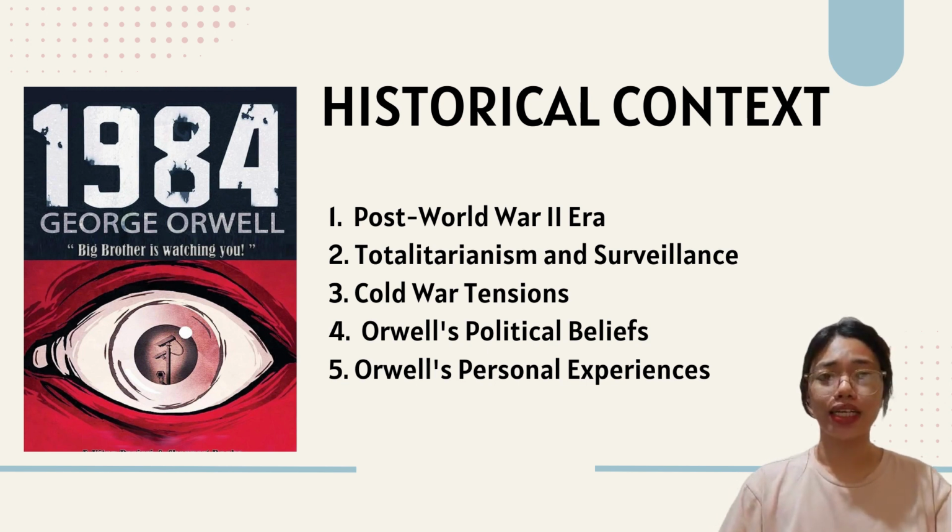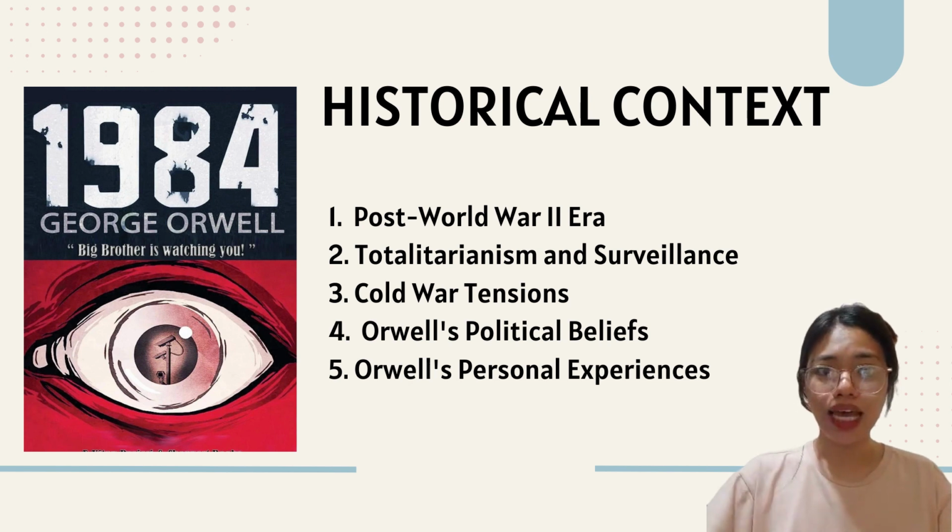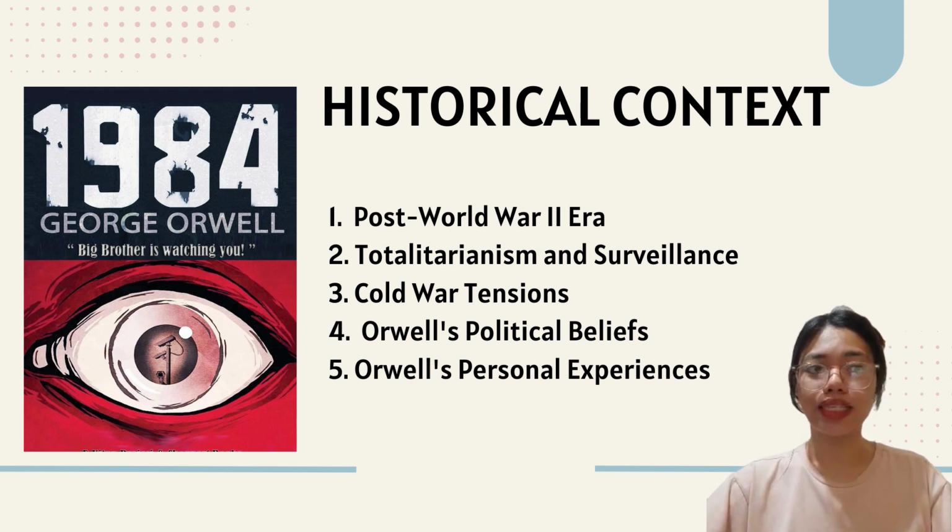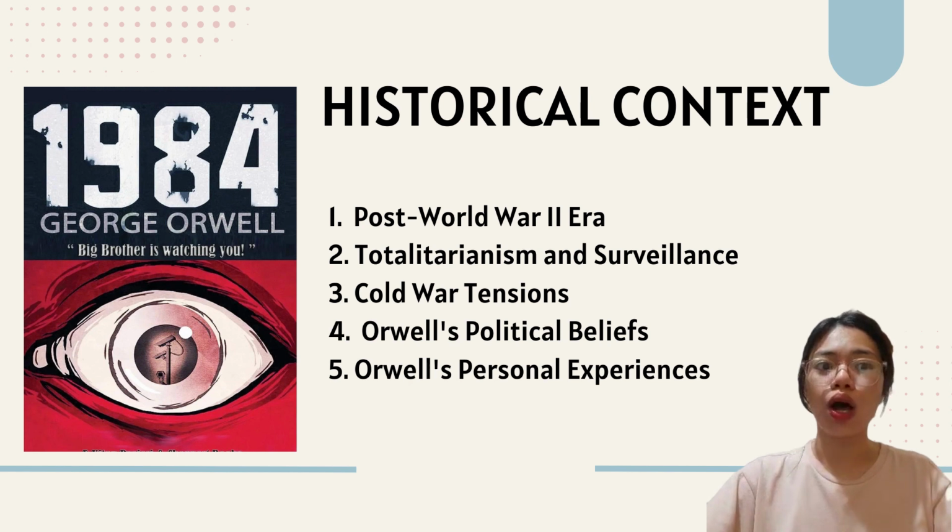The second one is totalitarianism and surveillance. When we say totalitarianism, it's a political system characterized by centralized and dictatorial control over all aspects of public and private life.